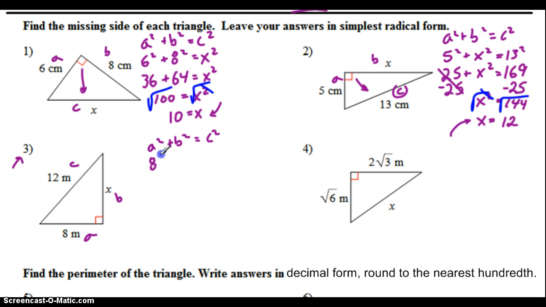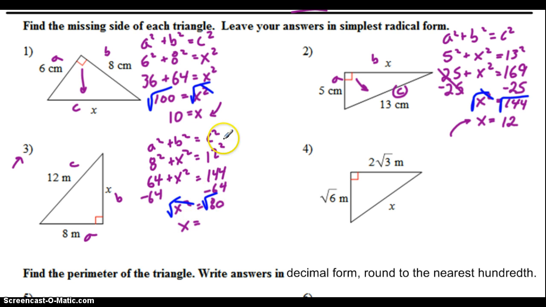So we have 8 squared plus x squared equals 12 squared. 8 squared is 64 plus x squared, and 12 squared is 144. Just like in the last problem, number 2, I'm going to subtract 64 from both sides to get that x squared by itself. 144 minus 64 yields 80. And now I take a square root, and so I have x by itself equals the square root of 80. Well, wait a second. This 80 is not a perfect square number. There is no square root of 80.